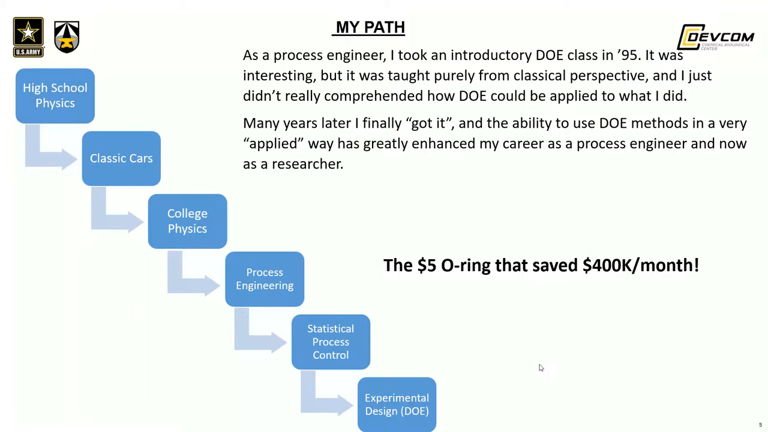One thing I'll throw out there, and I don't throw this out to say, hey, look at us, look how great we are, but I throw this out to demonstrate that these techniques work. They're simple, they're powerful. At the ceramic composite company, we had a $5 O-ring that ended up saving the company $400,000 a month. And that basically wasn't really any DOE in there. It was kind of like Six Sigma design thinking. But the key part was we defined the problem before we started trying to fix it.